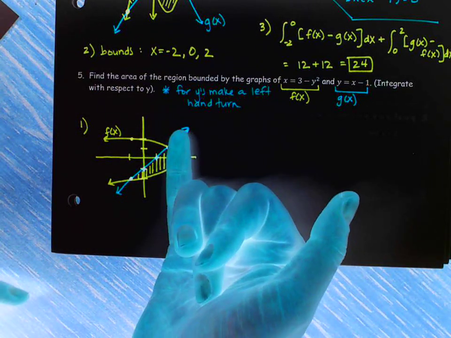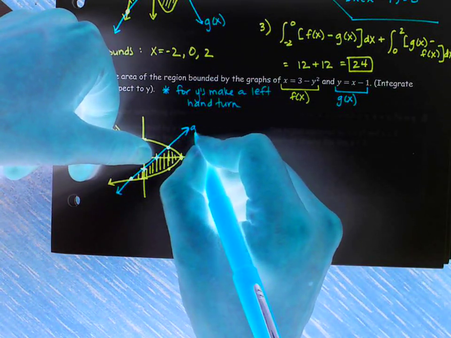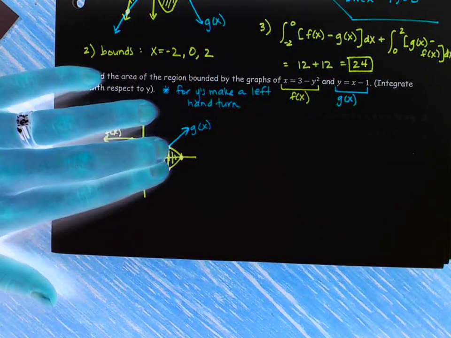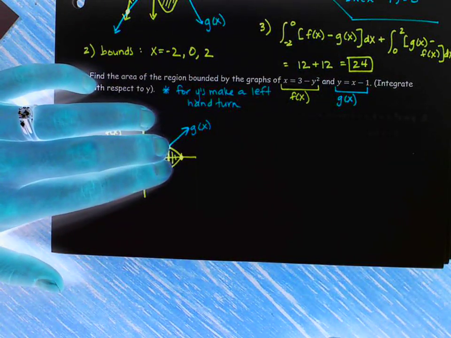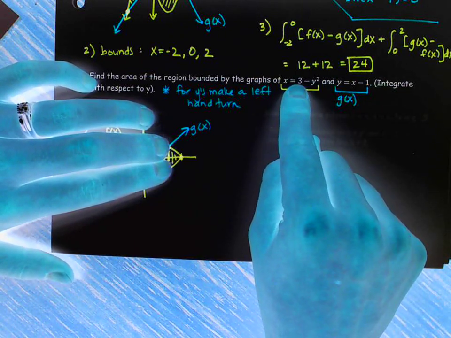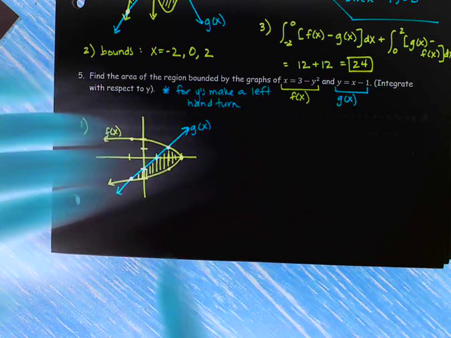So until this point here, my top curve is g of x. My bottom curve is f of x. But then you'll notice on this side, f of x is the top and the bottom. So I do have the option of solving this equation for y and using the positive portion of the square root function and the negative portion as my top and my bottom.